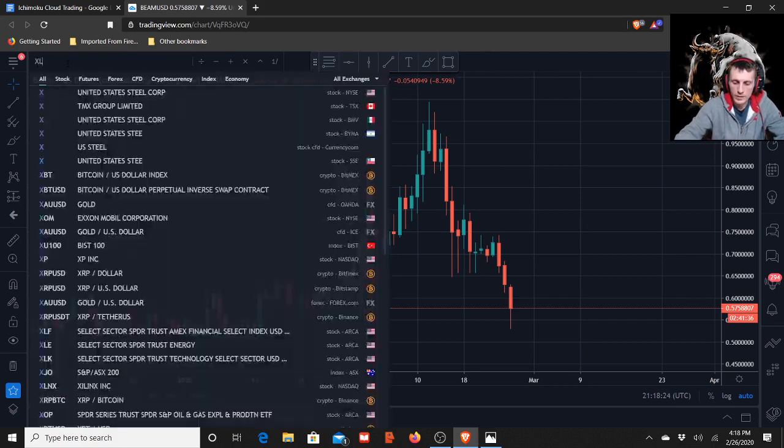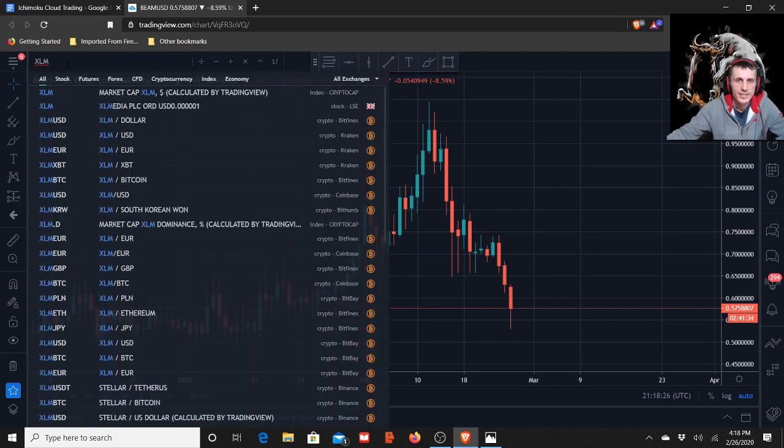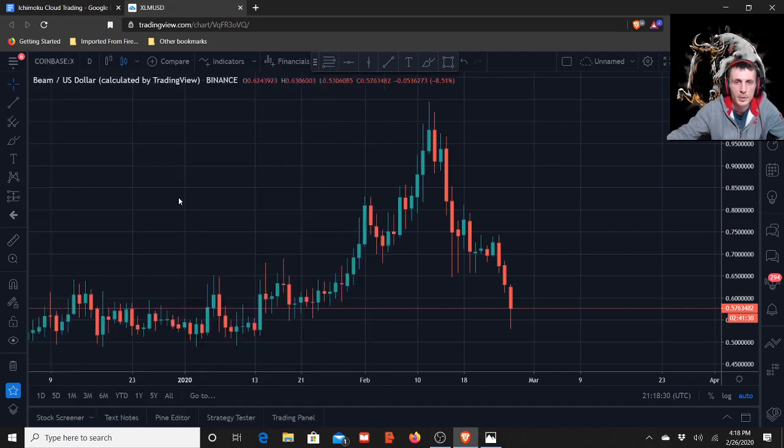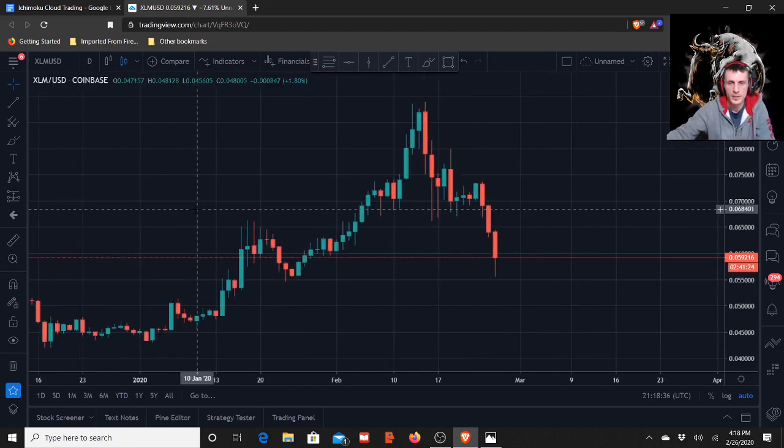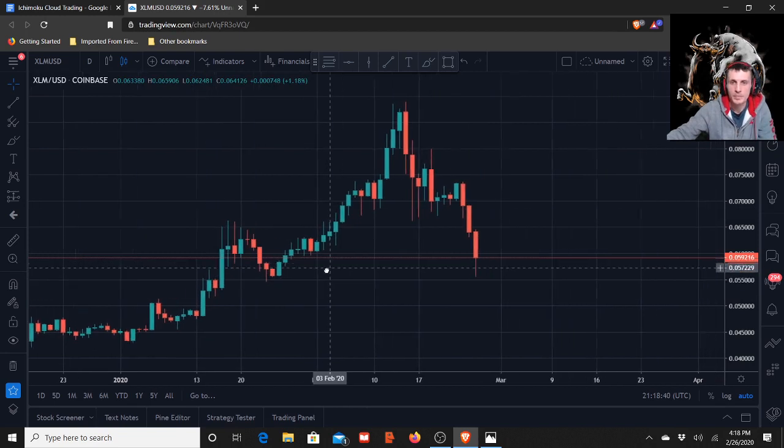You know, I really like Stellar Lumens for some reason. I don't know why. I think it's mainly because they're super fast and the transaction speeds are like nothing. I think it costs 1 XLM to send 1 million of them.